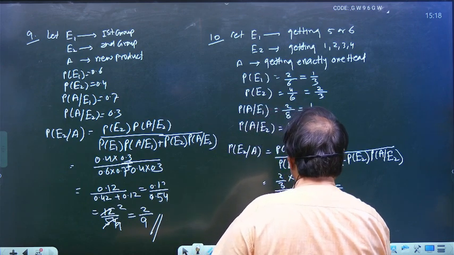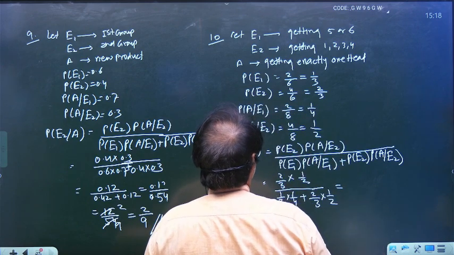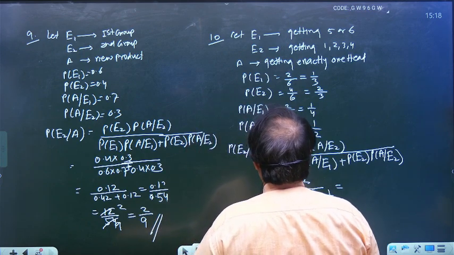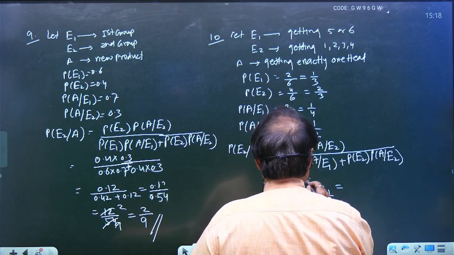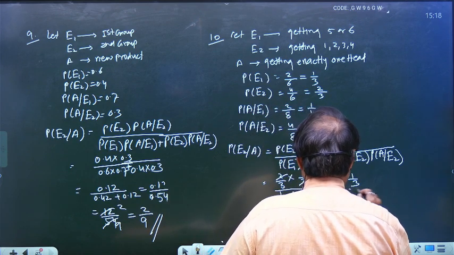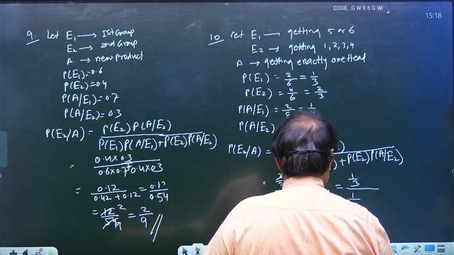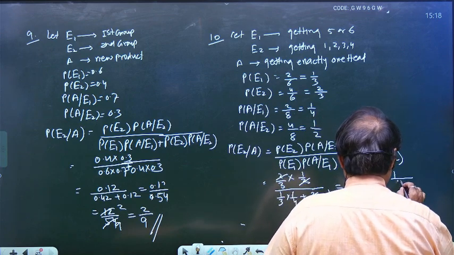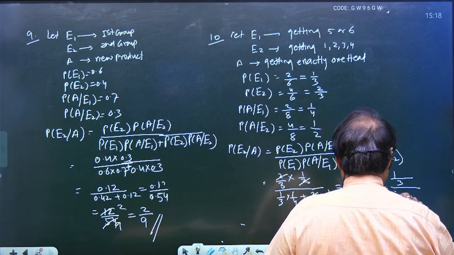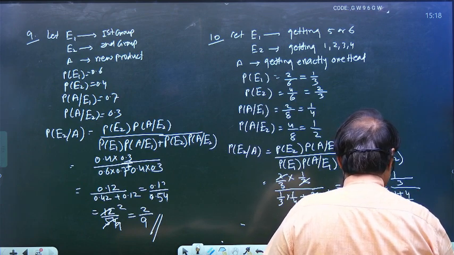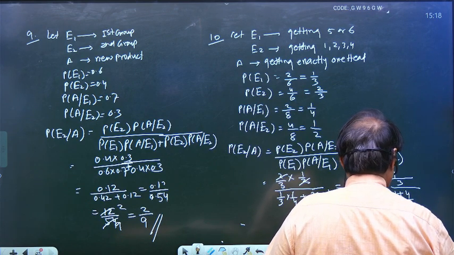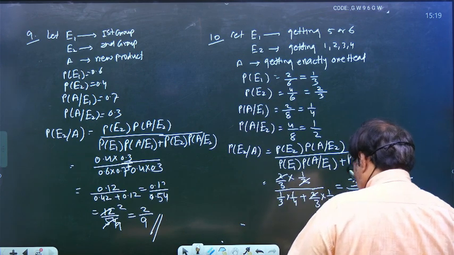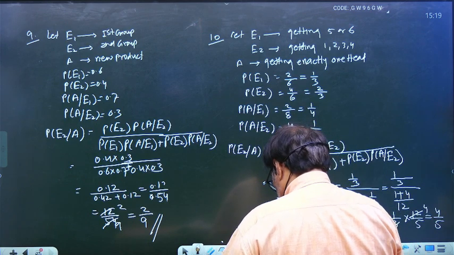So this is 2 by 3, and A by E2 is 1 by 2. So this cancels. So 1 by 3 divided by 1 by 12, this cancels. So it is 1 by 3, and the LCM is 12. So 1 plus 4, so 1 by 3 and 12 upon 5. So 3 4s are 12. So 4 upon 5. So this should be the answer of this question.